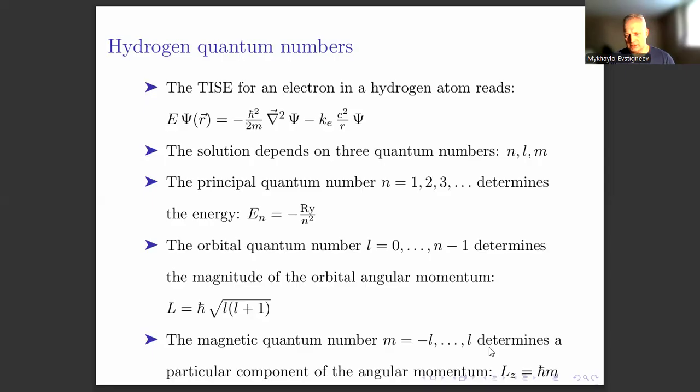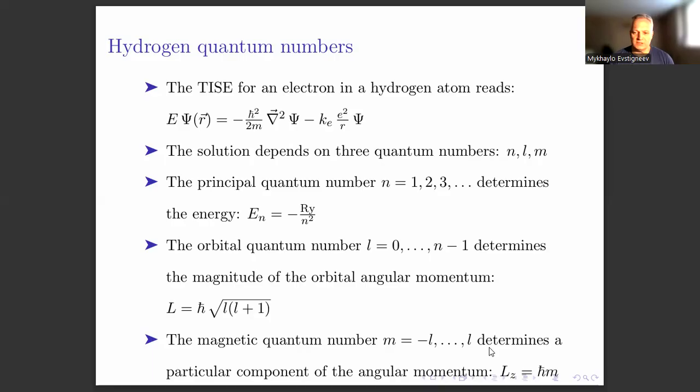It is called the magnetic quantum number. So if the electron is somehow orbiting around the nucleus, it has angular momentum, but it turns out that the angular momentum is a vector, which has three components, x, y, z. And it turns out that only one component of the angular momentum can be measured.